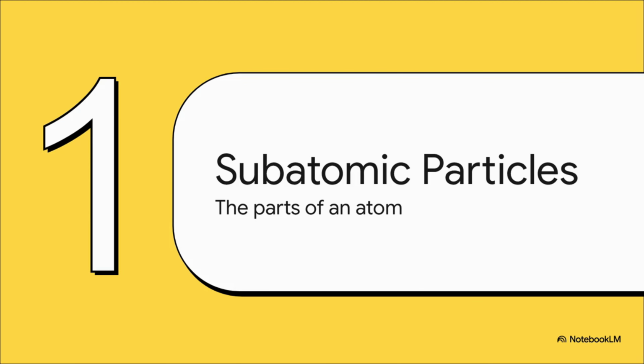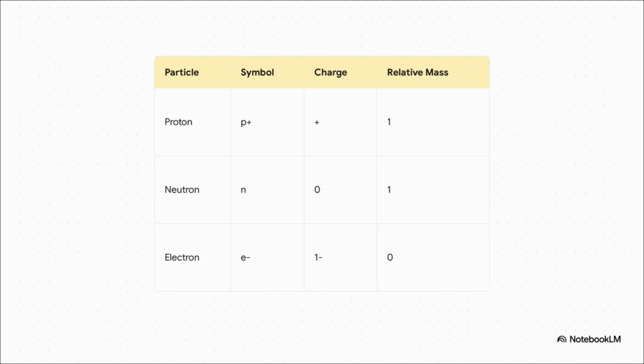Let's meet the three tiny particles that are inside every single atom. These are called subatomic particles. Here they are, our three key players. First, we have the proton. Protons have a positive charge. A great way to remember that is P for proton, P for positive. Easy. Next is the neutron, which is neutral. It has no charge at all. And finally, we've got the electron, which has a negative charge.